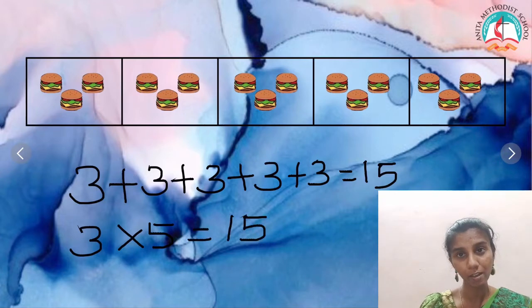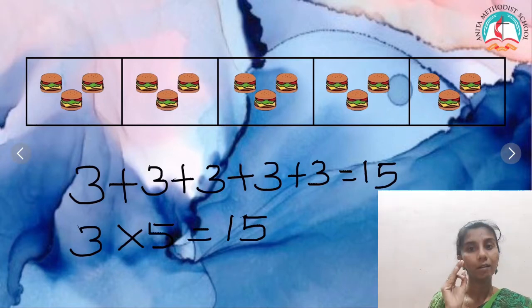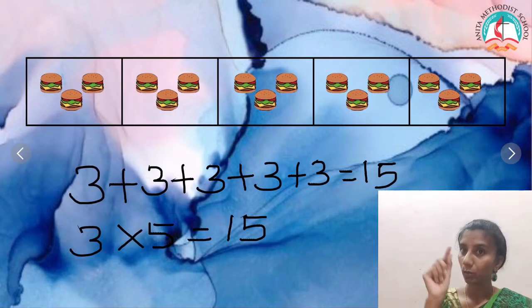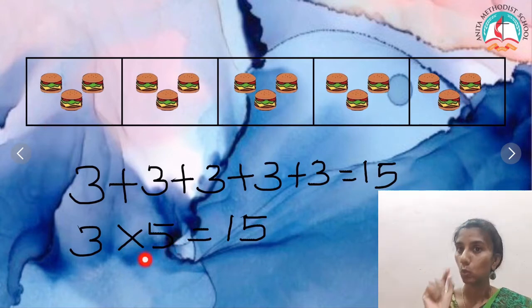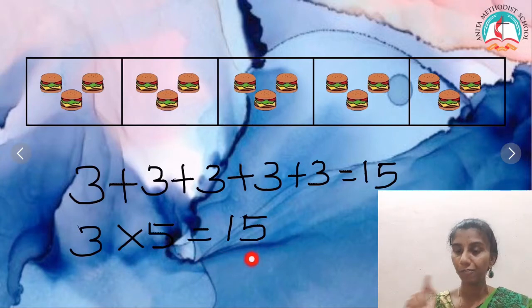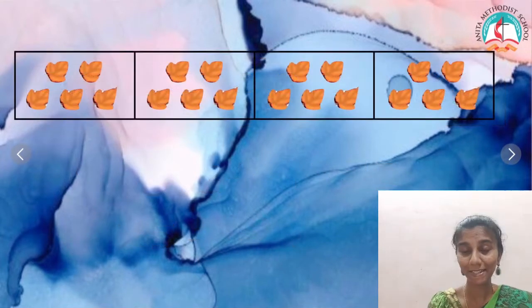Okay, are you clear? We'll just write the number. In each box, how many burgers are there? So we'll write 3. We'll use the into symbol. So how many groups are there? 5. So we'll write 5. So 3 into 5 is 15. Okay, now shall we see the next example?